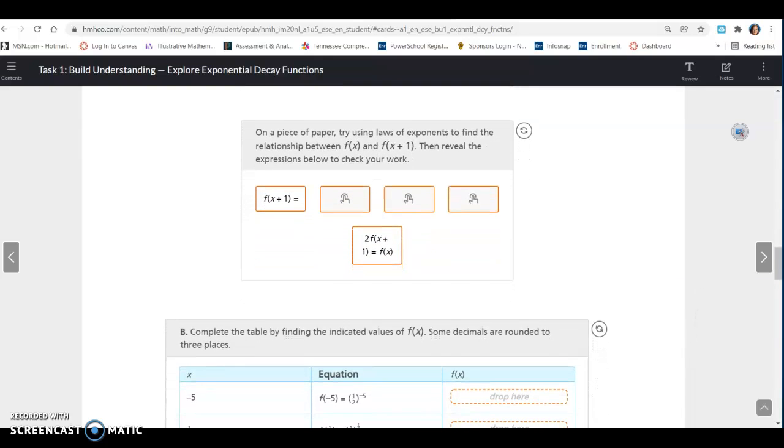All right, it says on a piece of paper, try using the laws of exponents to find the relationship between f of x and f of x plus 1. Okay, we're going to go through the same process, and we're just going to go ahead and reveal these. If you want to pause the video and work on it first, you may do so, but it's going to be the same process. It's going to take 1/2 to the x plus 1, separate the base, raise it to both parts of the exponent, and then 1/2 to the first power is just 1/2. And then that would be 2f of x plus 1 equals f of x.